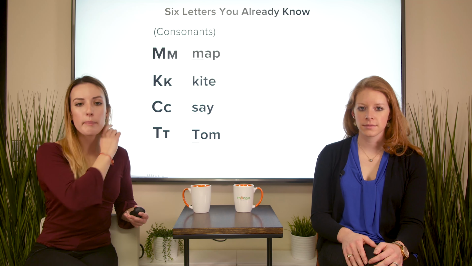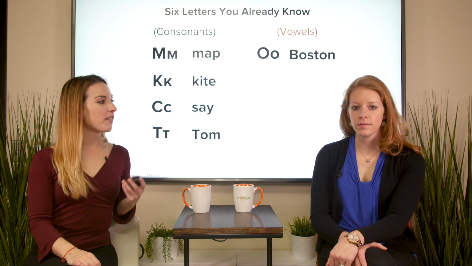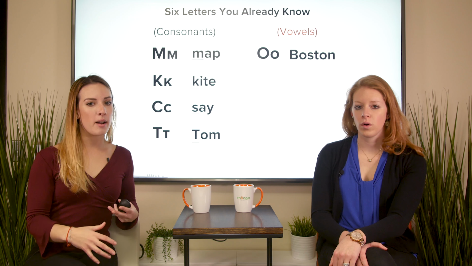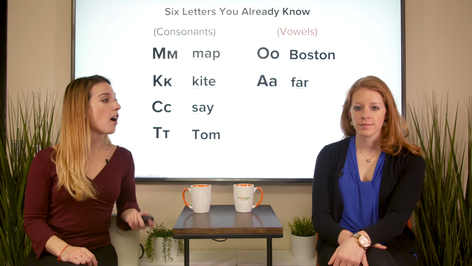Okay, so next we've got O, as in, if you're saying Boston with a Boston accent, like Boston. O. Perfect. Nice. All right, lastly, we have A, as in far.